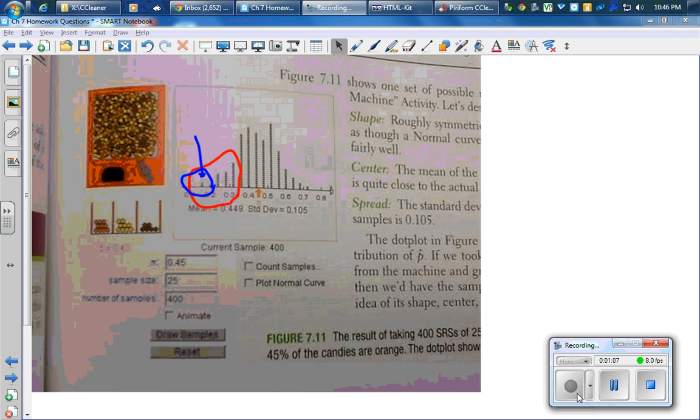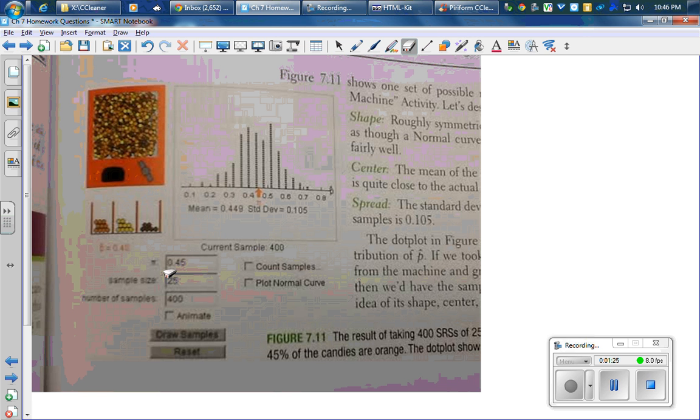Now, part B really gets to the heart of the matter. It says, is it more surprising to get 32% orange out of a sample of 25 pieces or out of a sample of 50 pieces? So let's look at both of these cases. This graph that's on here now is the one that has a sample size of 25. And to get 32% orange here, again, you'll recall that was this section of the graph.